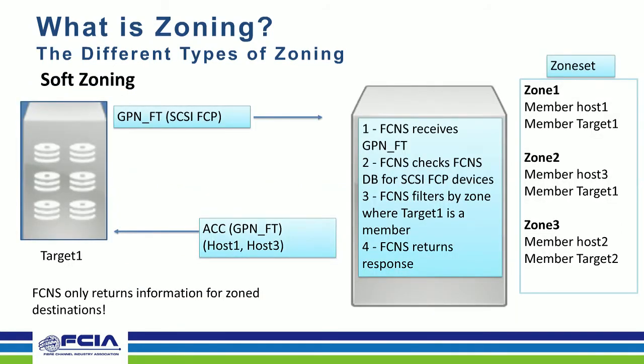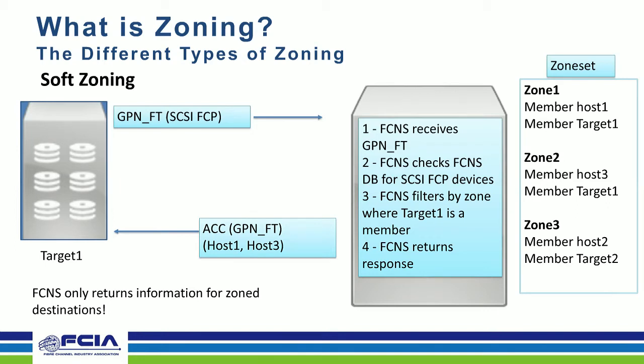Okay, so in soft zoning, this is kind of what it looks like. Let's suppose the target one on the left sends this thing called a GPN-FT. A GPN-FT is one of the Fibre Channel name server queries. It's a get port name by feature type. And he's saying, I want to know all the guys I'm allowed to talk to that have registered for the attribute of SCSI Fibre Channel Protocol, FCP.